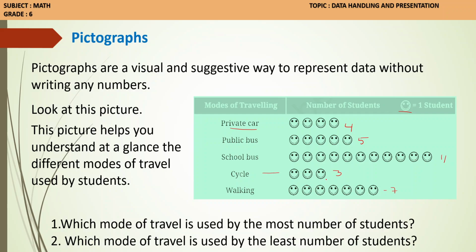So which mode of travel is used by most of the students? The answer is school bus, because by observing the length we can say this is the longest. This indicates that more students commute to school by school bus. Which mode of travel is used by the least number of students? Obviously the answer is cycle, 3.